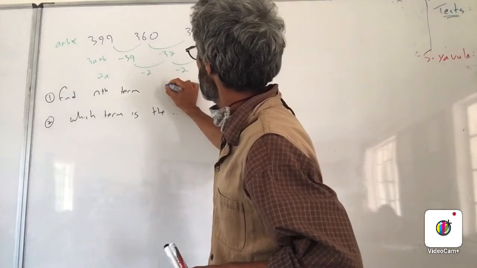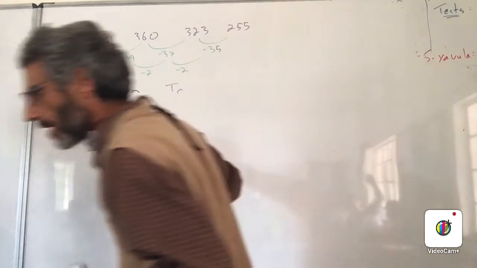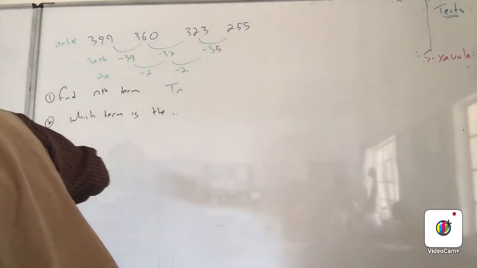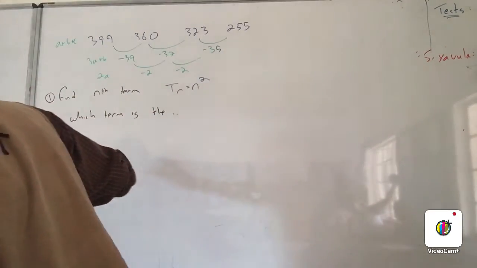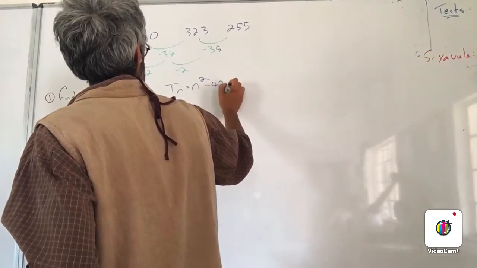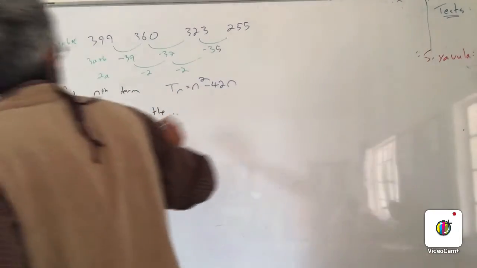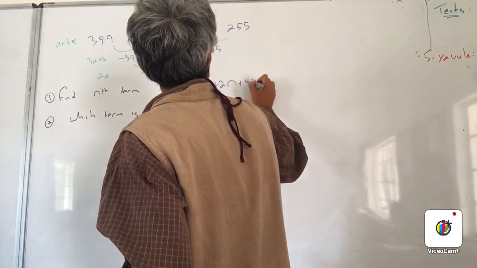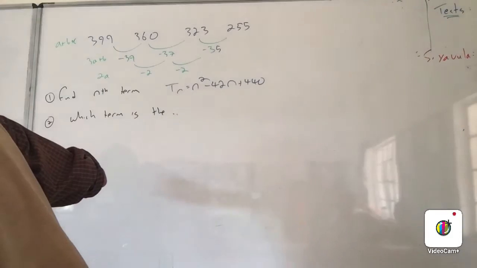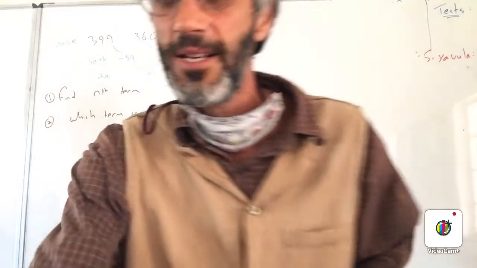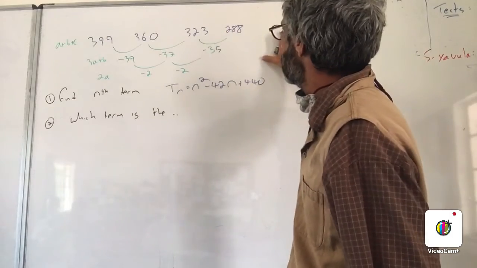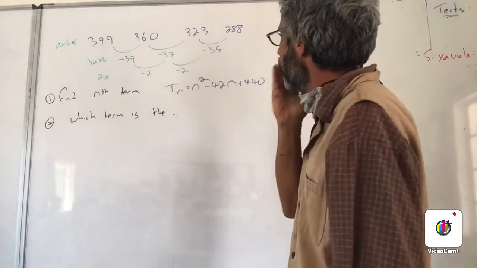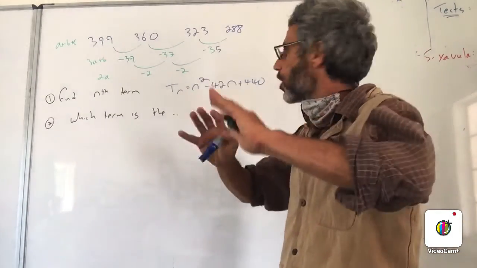And I'm going to just write down what the answer is. N squared minus 42n plus 440. I can see there's a mistake. Just pause and you talk. Okay, yes. What's the mistake? I skipped a term here. We had 288 and then 255. I don't even need it, but just to understand.